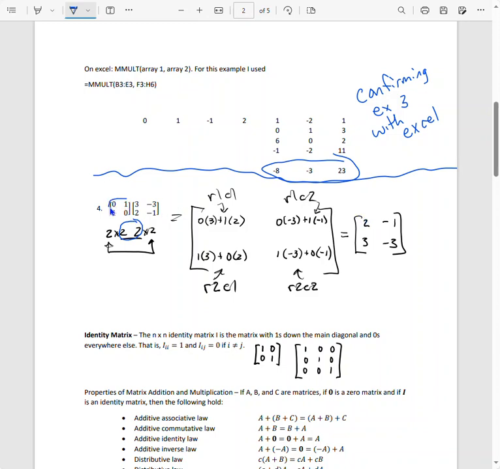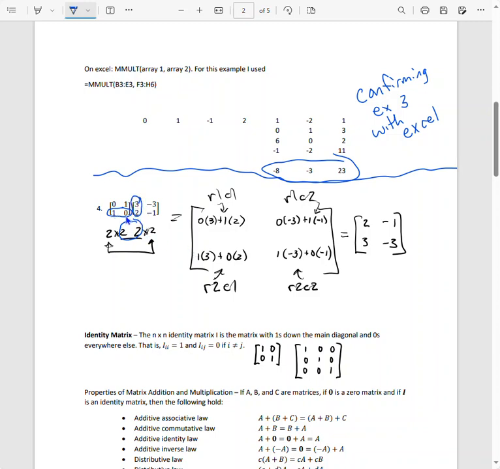Now I'll use row 1, column 2. 0 times negative 3, 1 times negative 1. Right? What did I multiply? Row 1 times column 2. Where did it go? It ended up right there in row 1, column 2 in the matrix. I get negative 1. Fantastic. We keep going. Now that we've finished, we know it's a 2 by 2. We already have 2 columns in row 1. Now we can move to row 2, column 1.